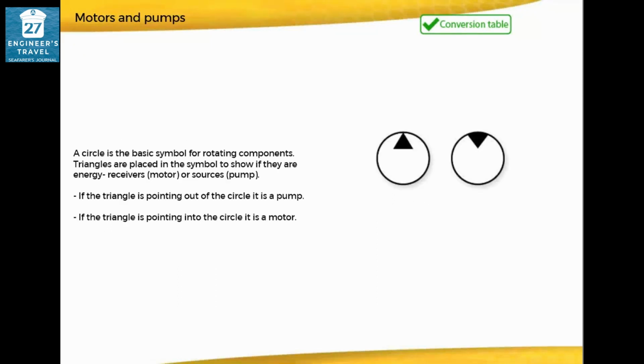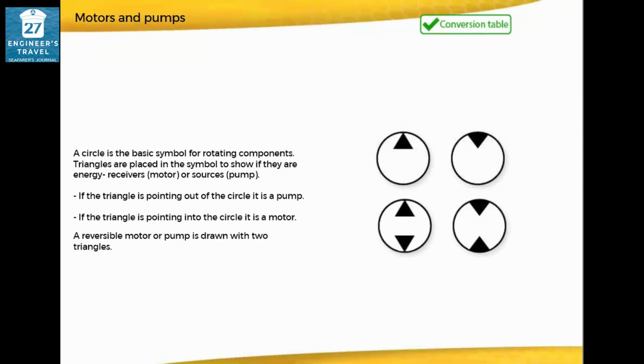A circle is the basic symbol for rotating components. Triangles are placed in the symbol to show if they are energy receivers, motor, or sources, pump. If the triangle is pointing out of the circle, it is a pump. If the triangle is pointing into the circle, it is a motor. A reversible motor or pump is drawn with two triangles.